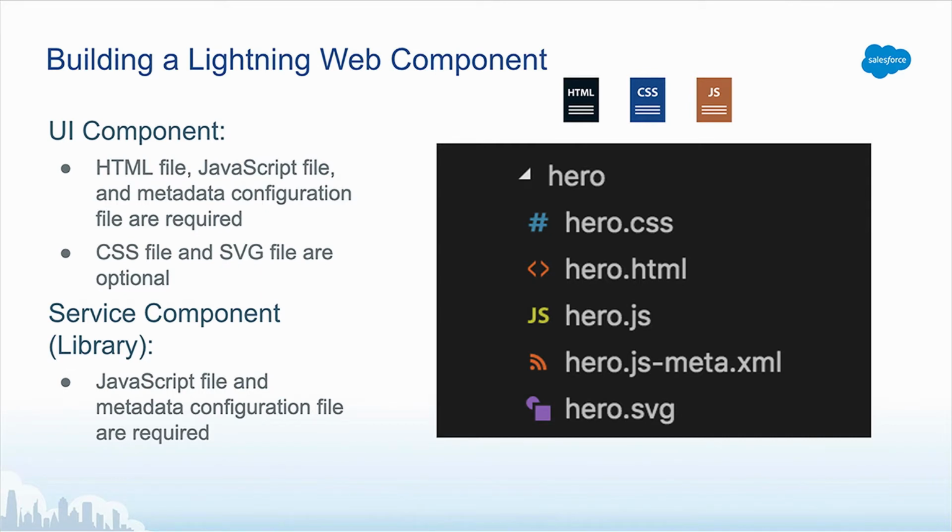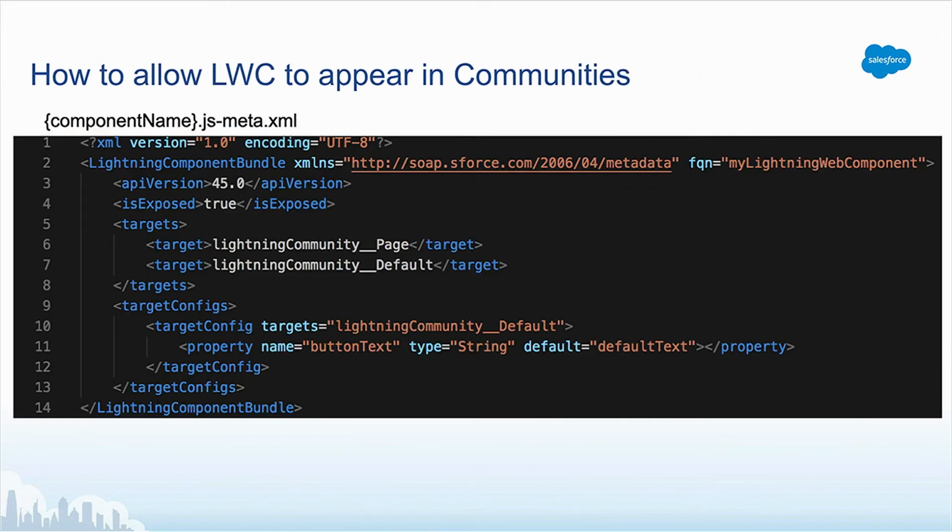How is it, what's there in this one, in LWC? Right, so in LWC, we have this thing called the metadata configuration file, the js-meta.xml, which is basically kind of like your design file. So to expose it to communities, the first thing you're gonna start off with is targets. You're gonna specify the target lightning community __ page. What this tells us is, hey, I want this component to show up in Community Builder.